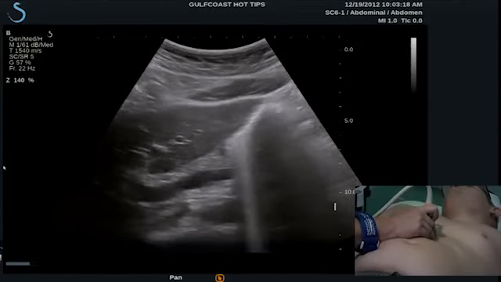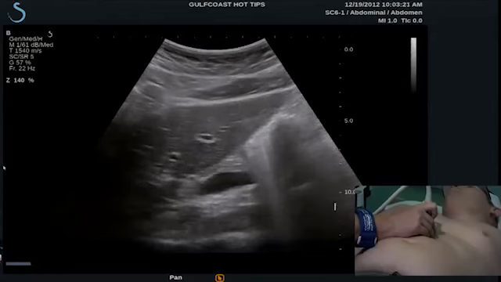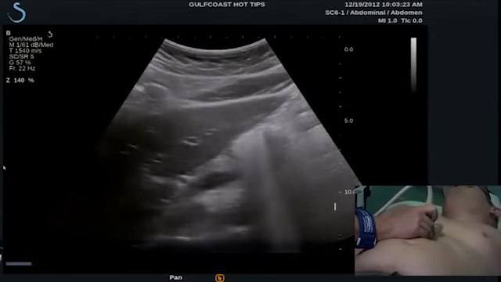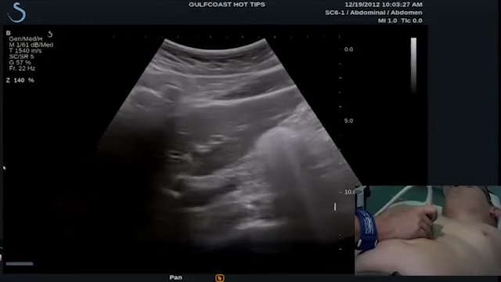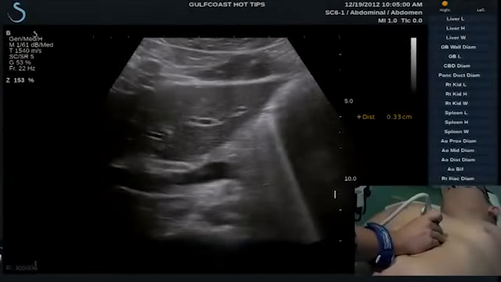Remember, to elongate any structure, you need to make micro rotations with your probe to fully evaluate the length of that individual structure. To measure the common bile duct, remember you're concerned with the inner to inner diameter of the structure at its widest point. Lastly, turning your patient decubitus can always help alleviate and move some of that bowel gas.